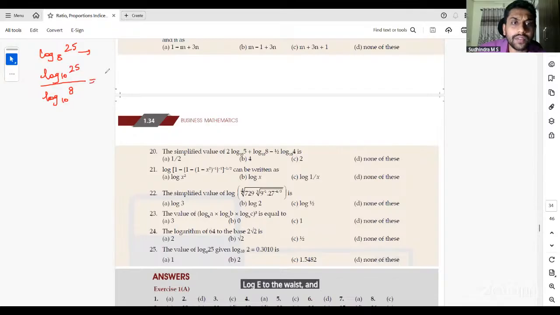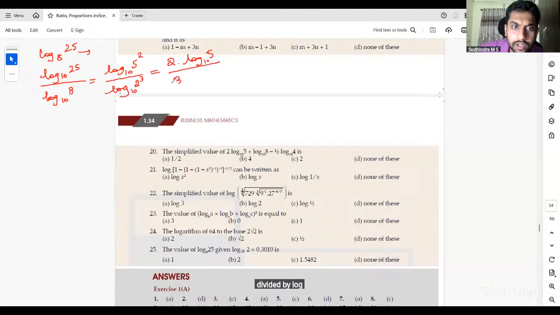Perfect. Log 25 can be written as log 5 square to the base 10. Log 8 can be written as log 2 cube to the base 10. Log 5 square is 2 times log 5 to the base 10, divided by log 2 cube is 3 times log 2 to the base 10. Now, they have given us log 2 value. Log 5 value they have not given.